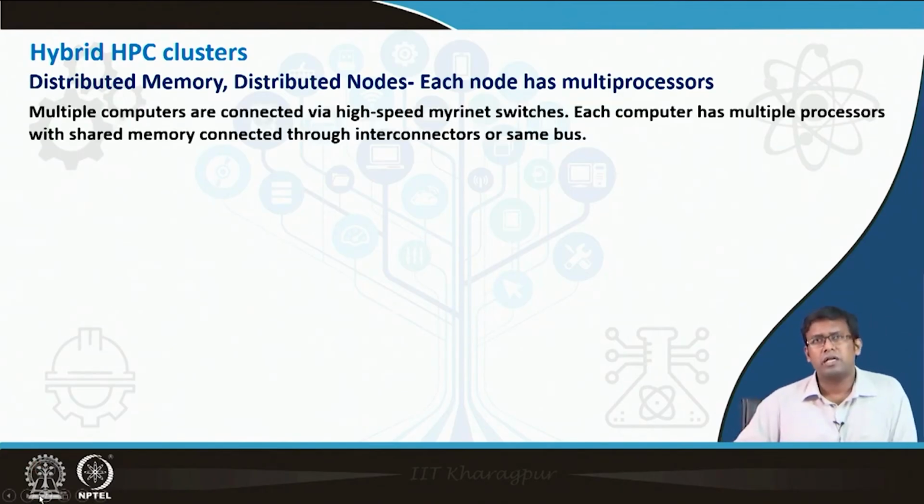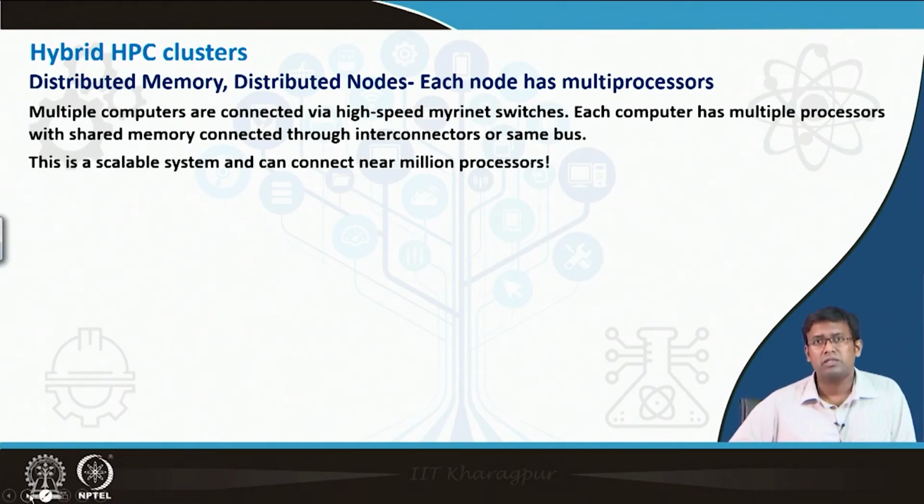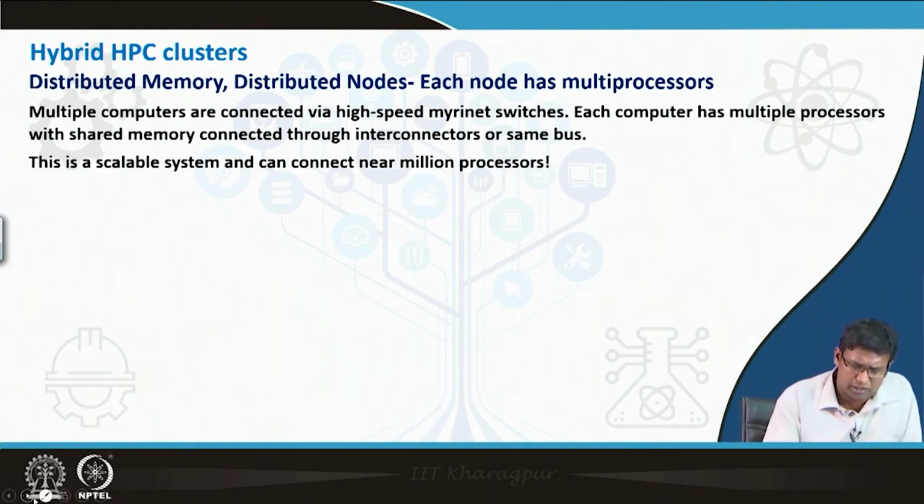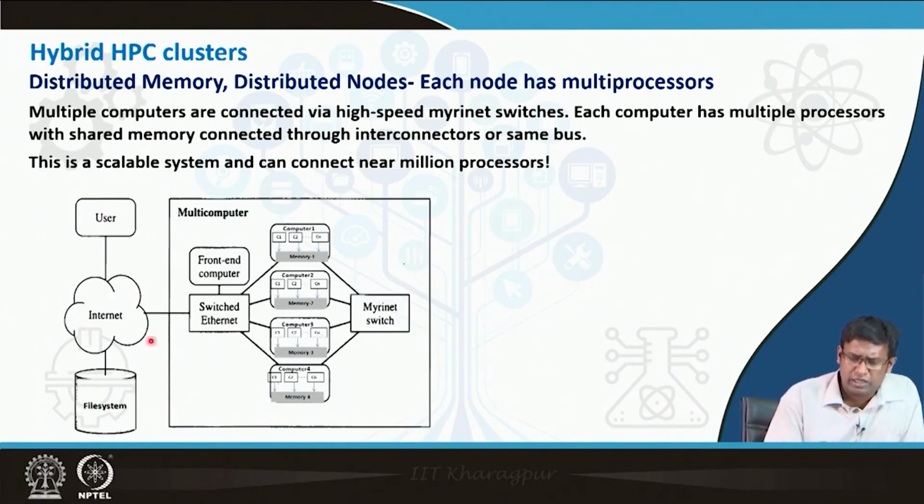Multiple computers are connected via high-speed Myrinet switches. Myrinet switches are high-speed network communication switches. Each computer has multiple processors with shared memory connected through interconnectors or the same bus. So this is a scalable system and can connect nearly a million processors. There is the user's internet connection, which can connect through an Ethernet switch to a front-end computer, and then through the network switch the front-end computer can launch jobs on multiple computers, and each computer is like today's multi-core computer.